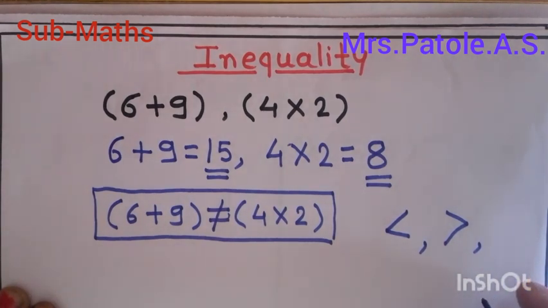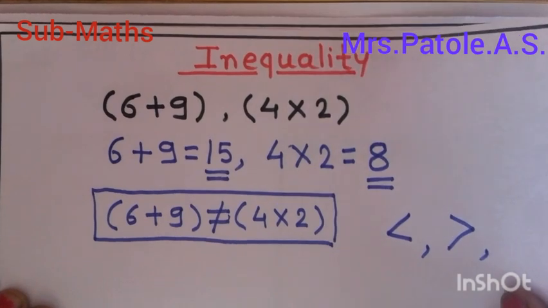So the values of two expressions are not equal. That means one of them is greater or smaller than the other. To show this, we can use these symbols. Now let us study how we can show inequality by using these symbols with examples.